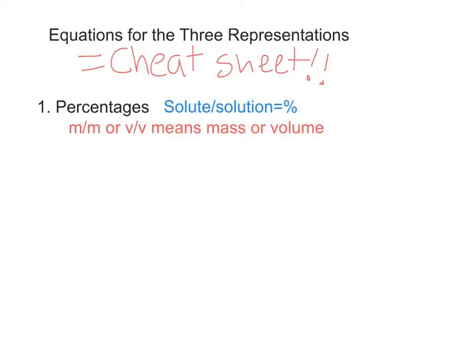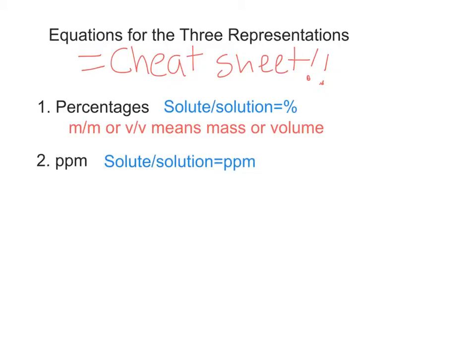problem ever. Now, important side note, if you see m over m or v over v, that simply means that you have to use mass over mass or volume over volume. And it's telling you which one. So you'll see problems that say percent m over m, that's telling you that you're working in mass. Or percent v over v is telling you that you're working in volume.